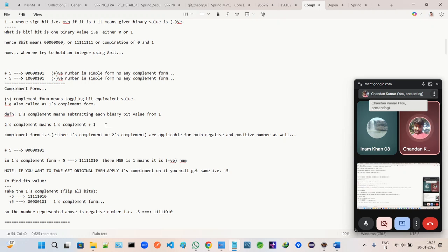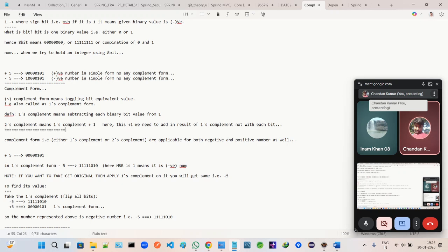Here this plus 1 we need to add to the result of the one's complement, not to each bit. I hope it is clear. One's complement, two's complement, I will give you ample examples. Just follow me.